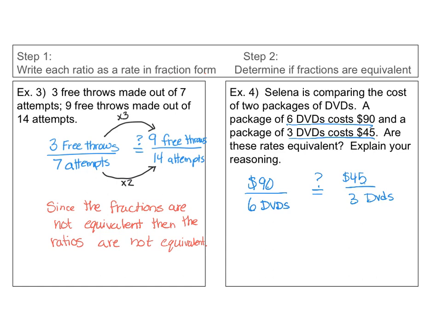So how do I get from 6 DVDs to 3 DVDs? Well, am I going to multiply or am I going to divide? Well, in this case, I'm dividing by 2. Let's see if I'm going to divide by 2 here. How do I get from 90 to 45? Yeah, it's divided by 2. So, since I'm dividing by the same number, since the fractions are equivalent, that means the ratios are equivalent. So that's what we're going to write.